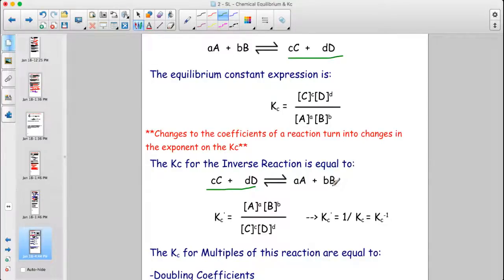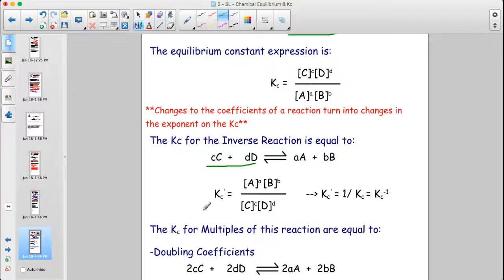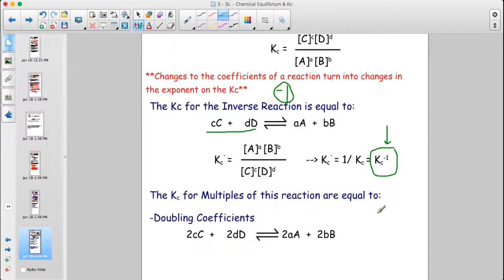well, now it flips the Kc. So the new Kc would be the inverse of the original one. It would be 1 over Kc, or in other words, Kc to the minus 1. Remember that when I flip a reaction, it's essentially like multiplying it by minus 1. So I've essentially multiplied all the coefficients by minus 1. That caused them to flip sides. And so whatever I do to the coefficients, I do that as an exponent to the Kc value.